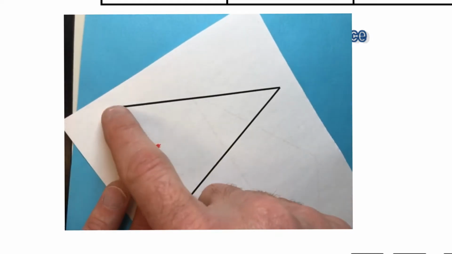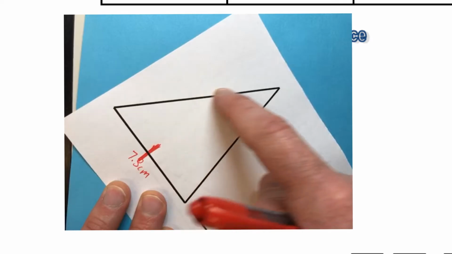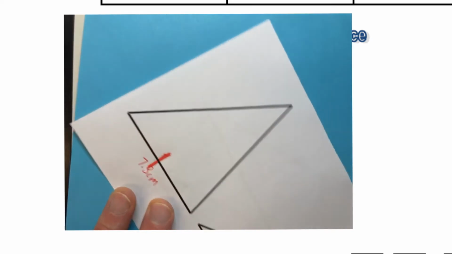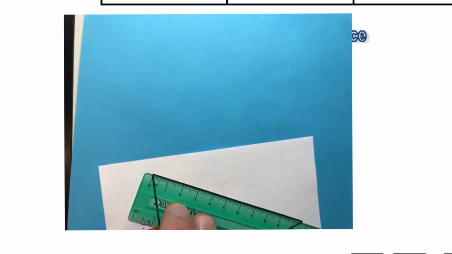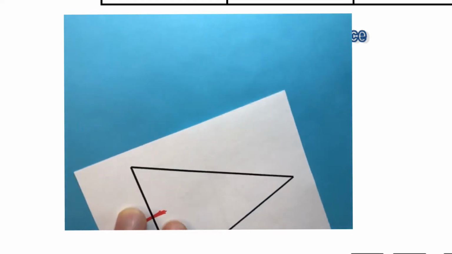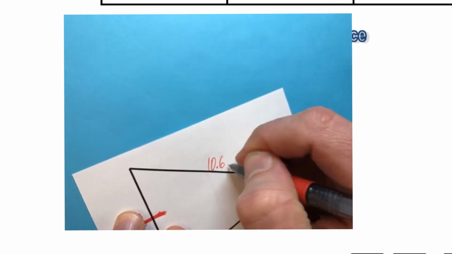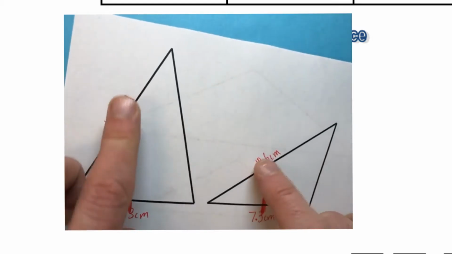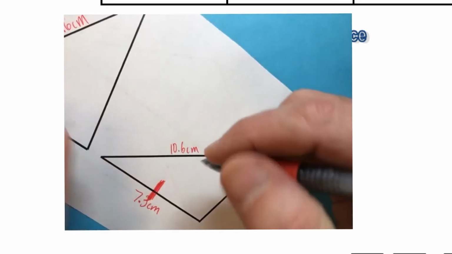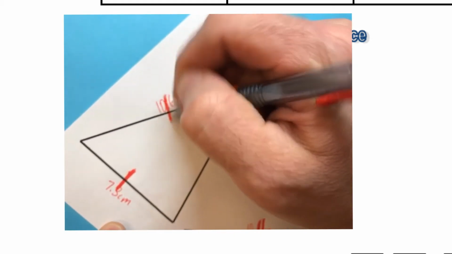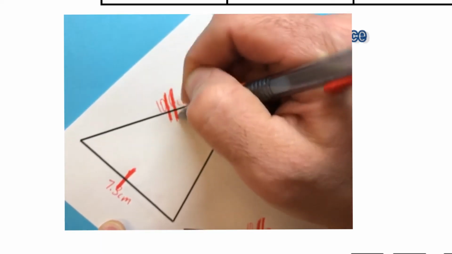Okay? Now measure this side on this triangle right here. How long is that? 10.6, 10.7, somewhere around there. Okay, so what do you notice about these two sides? They are congruent to each other also. That is congruent to that side right there.